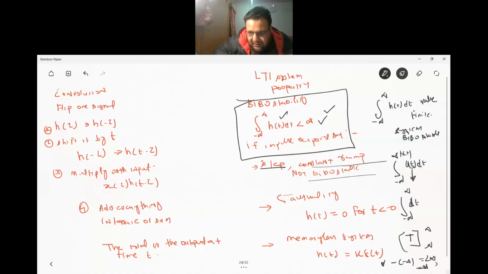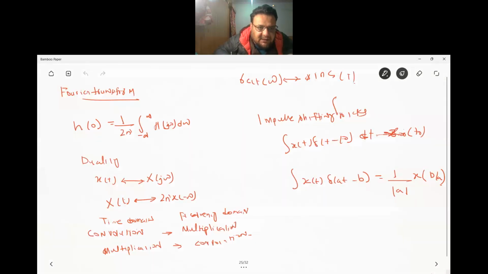Now, if you have to check causality for a system, h of t would be equal to 0 for t less than 0. For memory, you know that systems which have a direct relationship like V equals IR are memoryless systems. Now, another important Fourier transform property is that h of 0 is equal to 1 by 2 pi times the integral from minus infinity to infinity of H of j omega d omega.